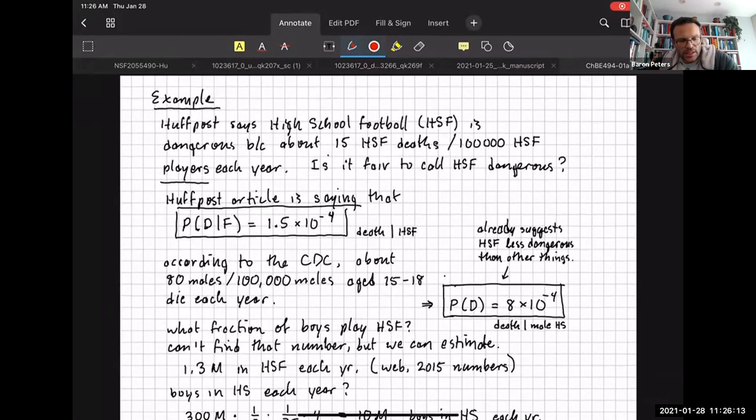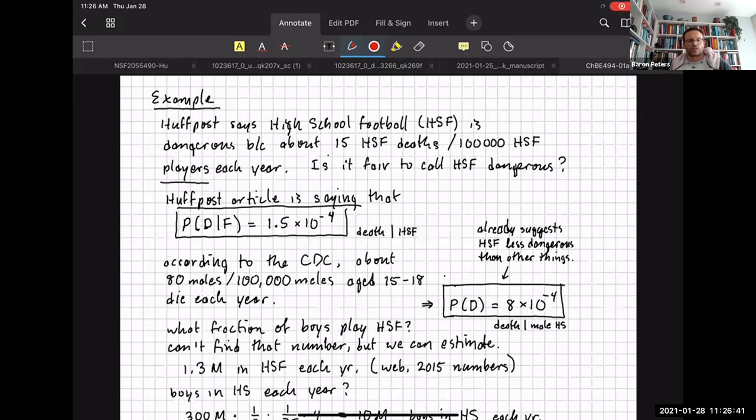Huffington Post says that high school football is dangerous because about 15 high school football deaths occur per 100,000 high school football players each year. This is from a real news story. Is it fair to call high school football dangerous? Okay, so statistics bears on everything. Every quantitative claim that you hear in daily life, in almost every case, has some connection to statistics.